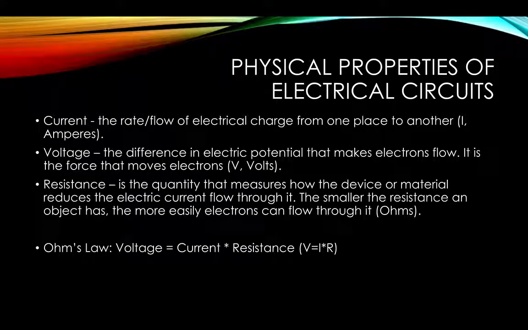And then there is voltage, the difference in electrical potential that makes electrons flow. It's the force that moves the electrons, and it's measured in volts, and you'll see it normally shown with a capital V. And then there is resistance, the quantity that measures how a device or material reduces the electric current flow through it. The smaller resistance an object has, the more easily electrons can flow through it, and it's measured in ohms.